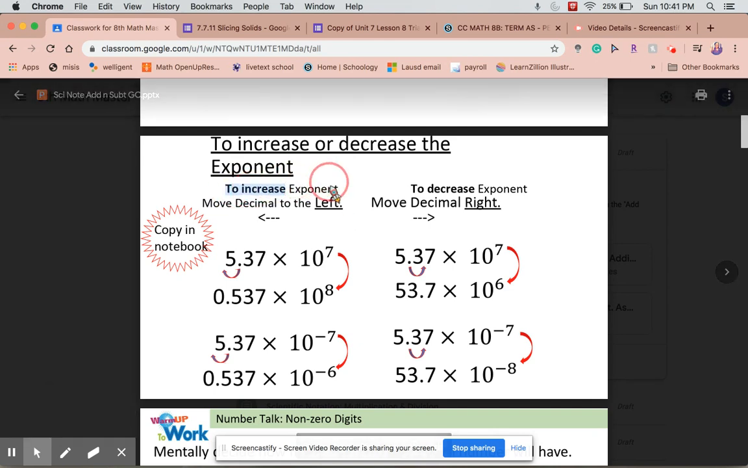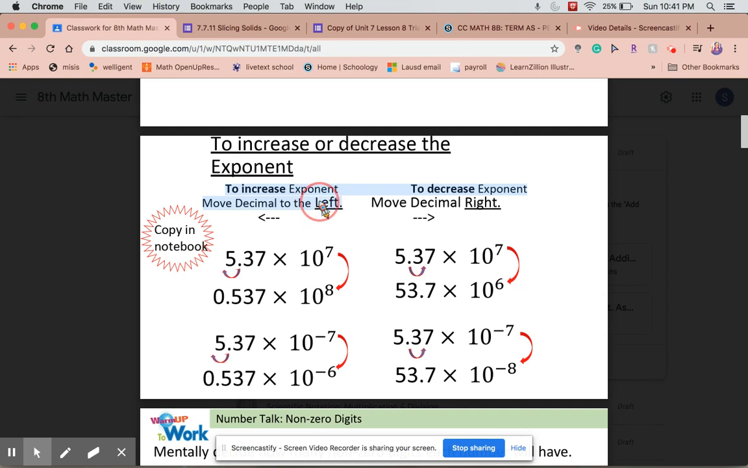To increase exponent, move decimal to the left. That's all you have to do if you want to increase it. So 5.37 times 10 to the power of 7. What if I want to make this 8? If I turn this into 8, then I need to move the decimal to the left. Make sure you add this to your notebook. Okay? If I increase it, move the decimal to the left.